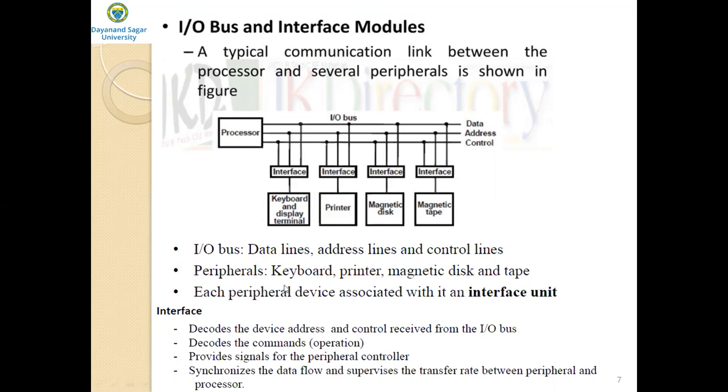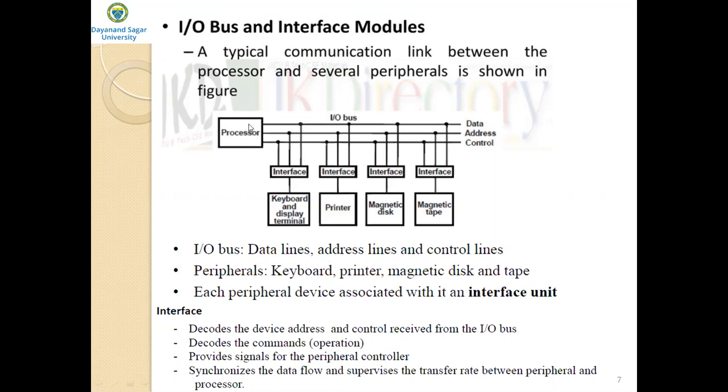That is, reading from the input device or writing to the output device. Each interface provides signals for peripheral control. Each interface synchronizes the data flow and supervises the transfer rate between the peripheral and the processor. It handles all the synchronization issues. In other words, the CPU checks the input-output module device status.